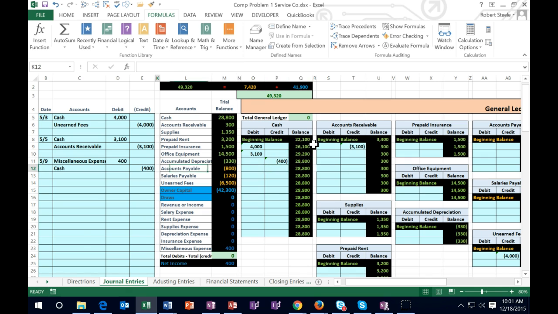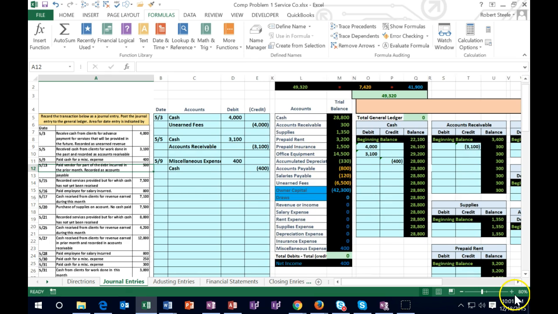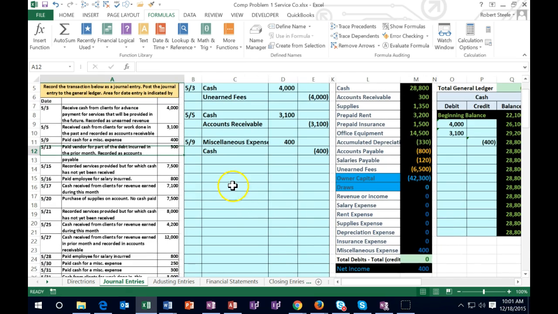All right, so we're going to go back, see the next transaction. I'm going to make this a little bit larger once again, and we are now on, I'm going to skip a line, on 513. So 513 then says, paid vendor for part of the debt incurred in the prior month recorded as accounts payable.